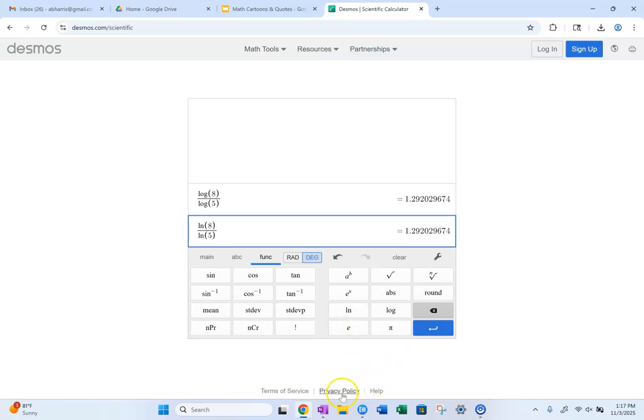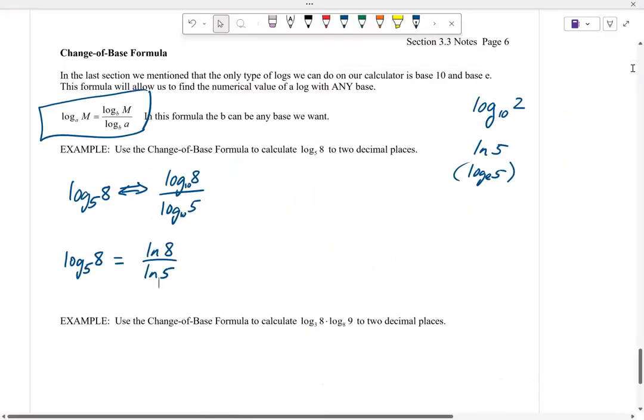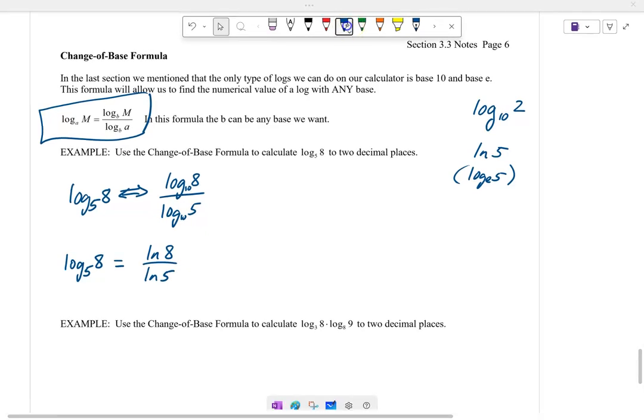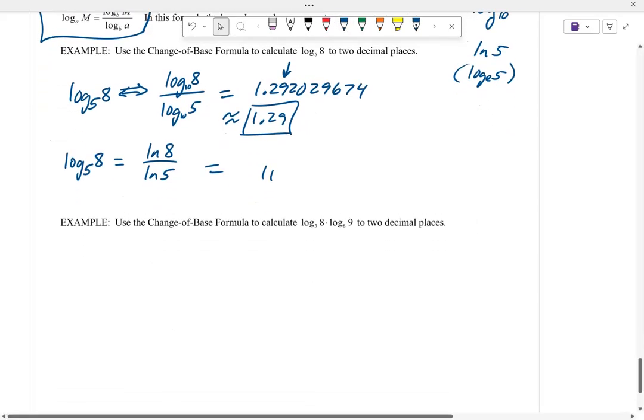So you can change it to log base e, or the natural log. Let's go ahead and punch that in. That was 1.29202967. We're going to round it to 2 decimal places, 1.29. Ditto on that down there, right? 1.29.